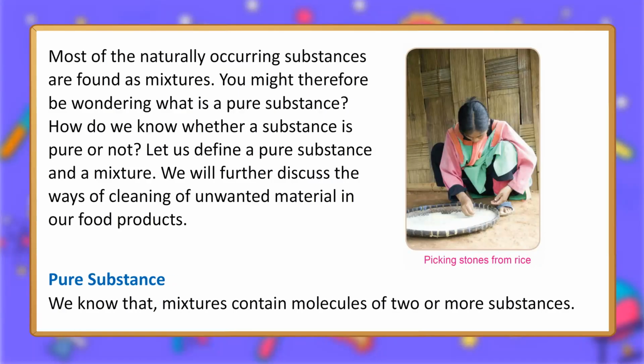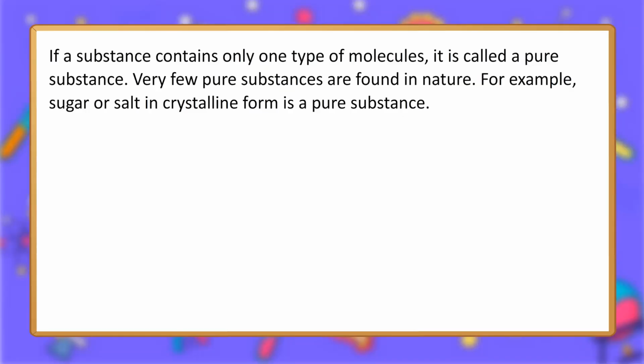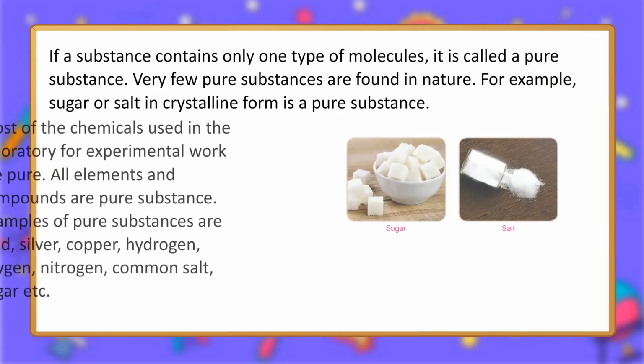We know that mixtures contain molecules of two or more substances. If a substance contains only one type of molecules, it is called a pure substance. Very few pure substances are found in nature. For example, sugar or salt in crystalline form is a pure substance.